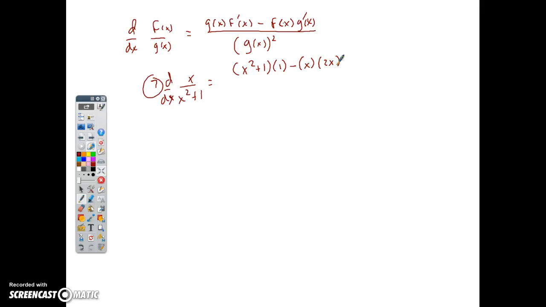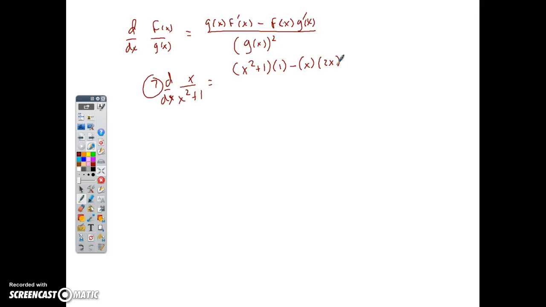So I'm following this model, right? f of x is top, g of x is bottom. First thing I do is put the thing on the bottom on the top. Boom. Times the derivative of the top, which is 1. Minus the top times the derivative of the bottom.